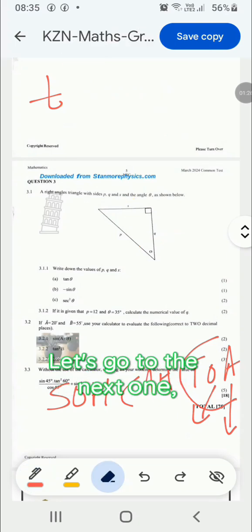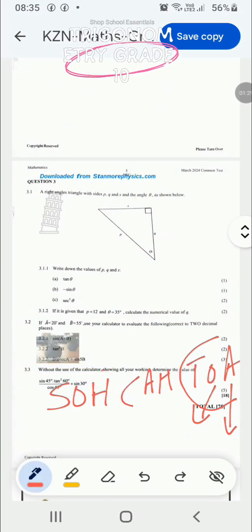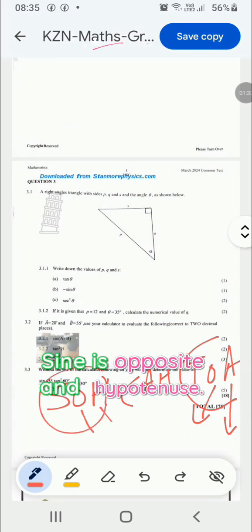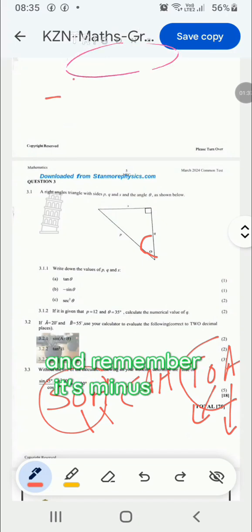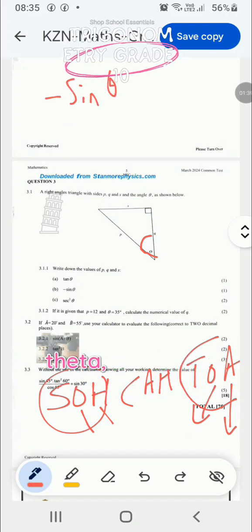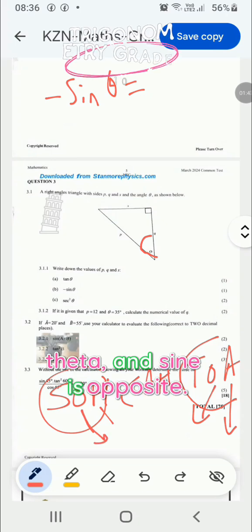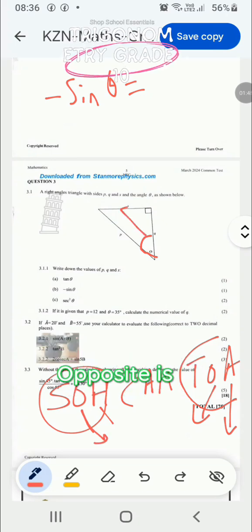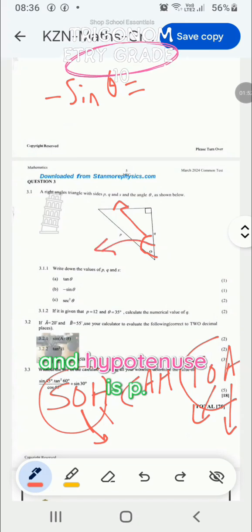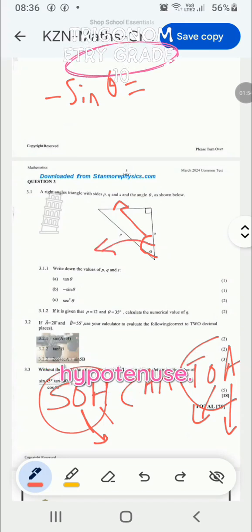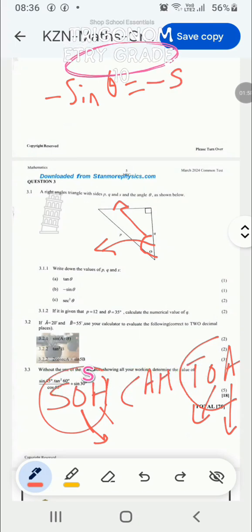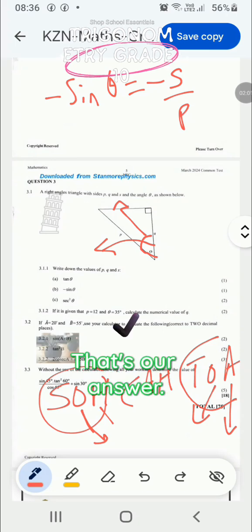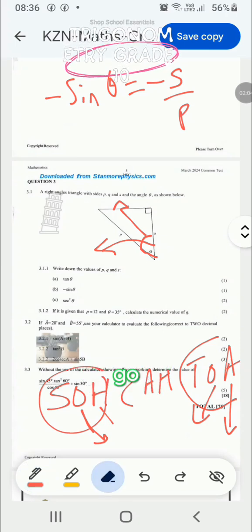Let's go to the next one, minus sine theta. Sine is opposite over hypotenuse. Now, if this is theta, and remember it's minus sine theta, and sine is opposite. Where's the opposite? Opposite is S, and hypotenuse is P. The slanted side is the hypotenuse. So our answer has to also be negative. Negative what? S over P. That's our answer.